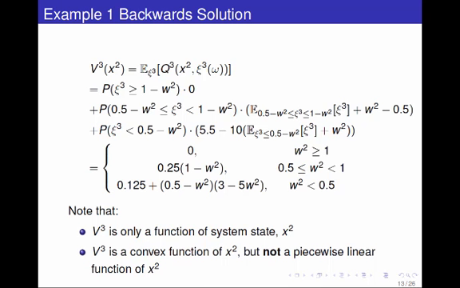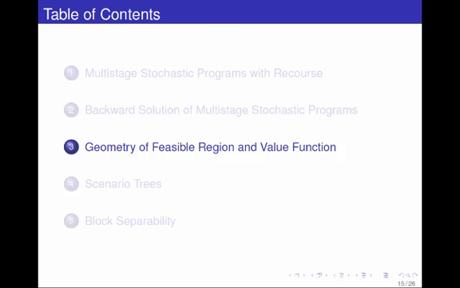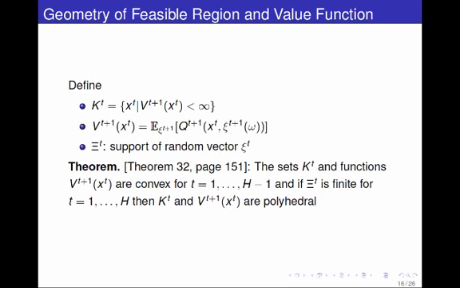Why is that useful computationally? This is the way to solve the problem. So what are we looking at in period T for computing QT? It's a convex optimization problem. It's not necessarily linear, but it's a convex optimization problem. That's good news. Now, in particular, if the set of random outcomes is finite, it's a linear program. That's something we can exploit heavily.